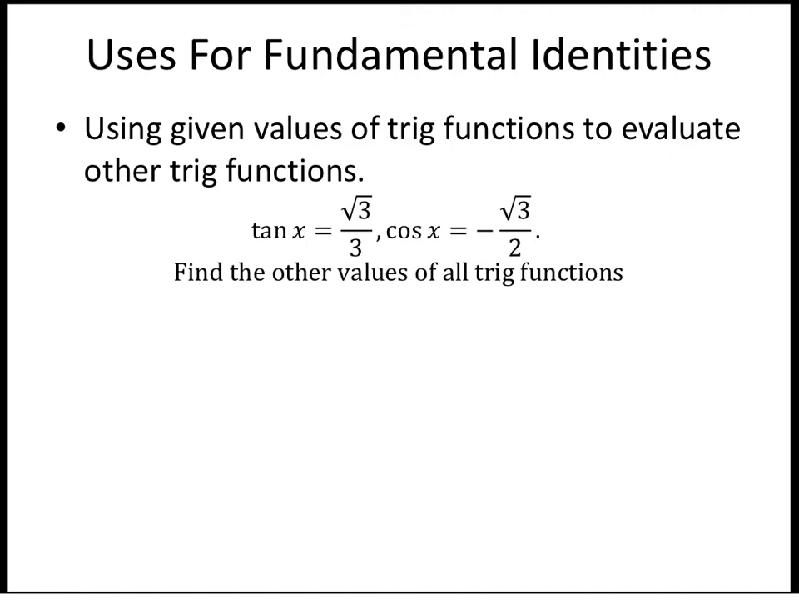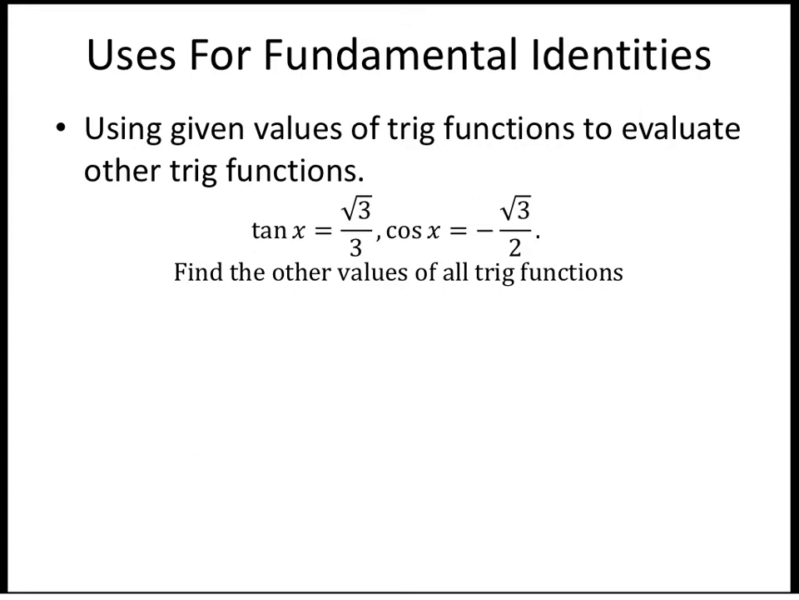So, uses for fundamental trig identities. What we're doing is using given values of trig functions to evaluate other trig functions. And this is kind of similar to what we did in the last half of the last chapter. Okay? So given that tangent of x, so tangent of some angle, equals square root of 3 over 3, and cosine of that same angle equals negative square root of 3 over 2, we want you to find the other values for the rest of the trig functions. So sine, cosecant, secant, and cotangent. So let's see what this looks like.